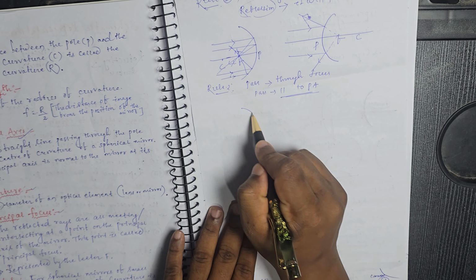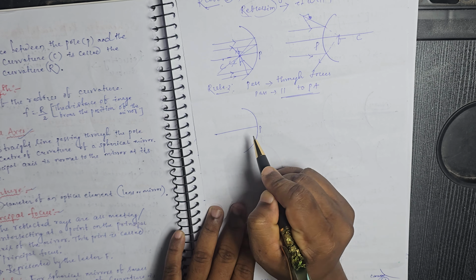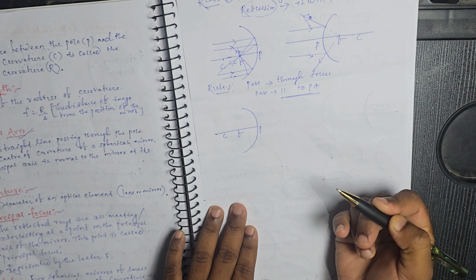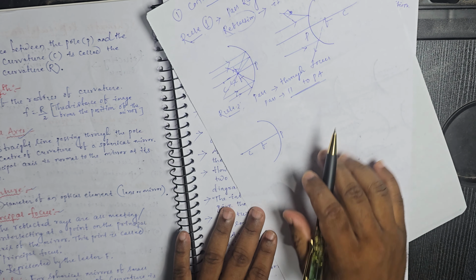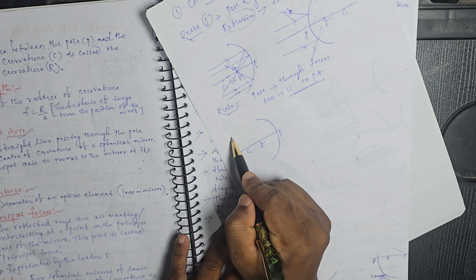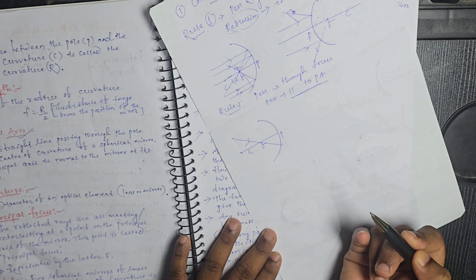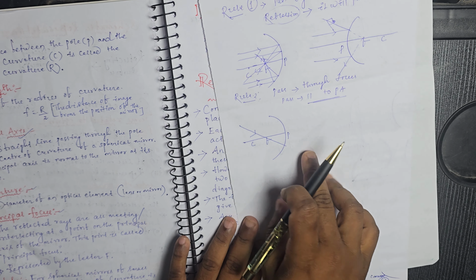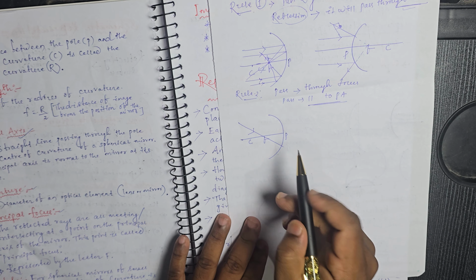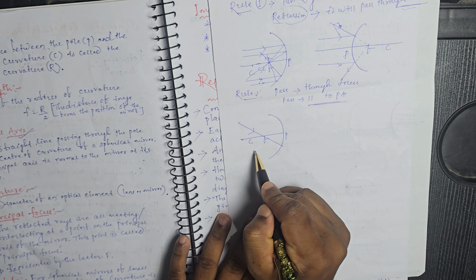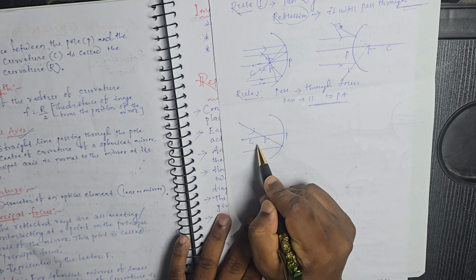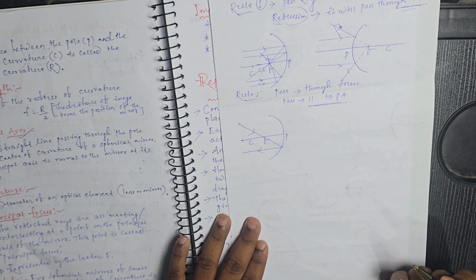So I am taking concave mirror. This is pole, focus, center of curvature. So I am passing now a ray of light through focus. Arrow mark is highly essential, guys. So a ray is just coming like this way. Clear? In this way, in this way. So it will go after reflection like this way, parallel to principal axis.